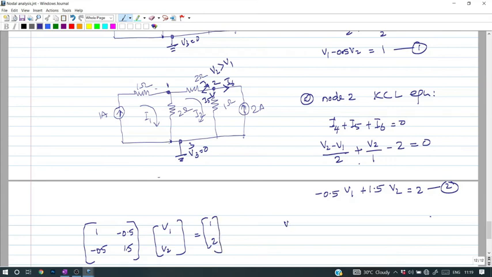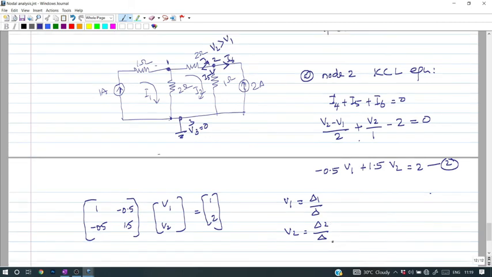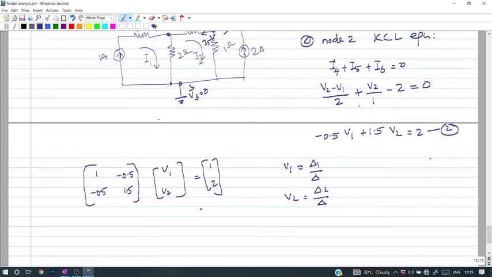Now, how to find V1? V1 is equal to delta 1 by delta and V2 is equal to delta 2 by delta. And we know delta is the determinant of this matrix. For delta 1, the first column is replaced with this one, and for delta 2, the second column is replaced with this one. The determinant of those matrices gives delta 1 and delta 2. So the solution is left to you. The final answer for V1 is obtained as 2 volt and the final answer for V2 is obtained as 2 volt. So please complete this problem.